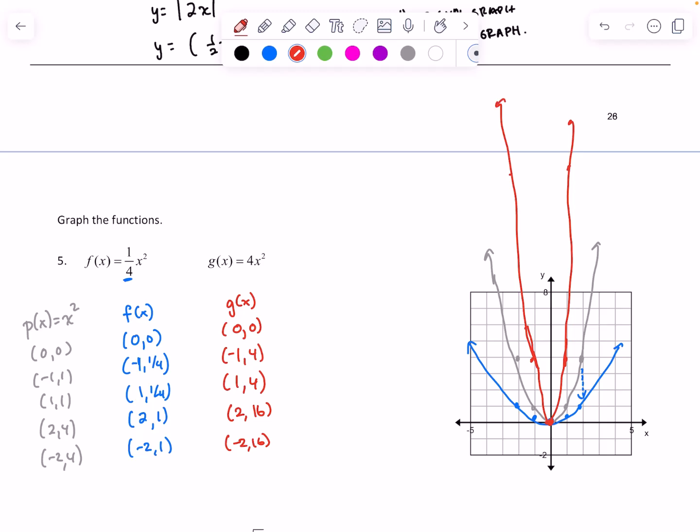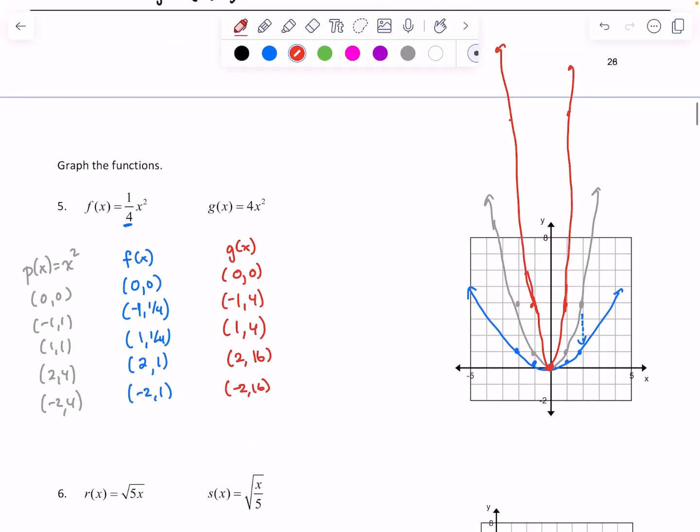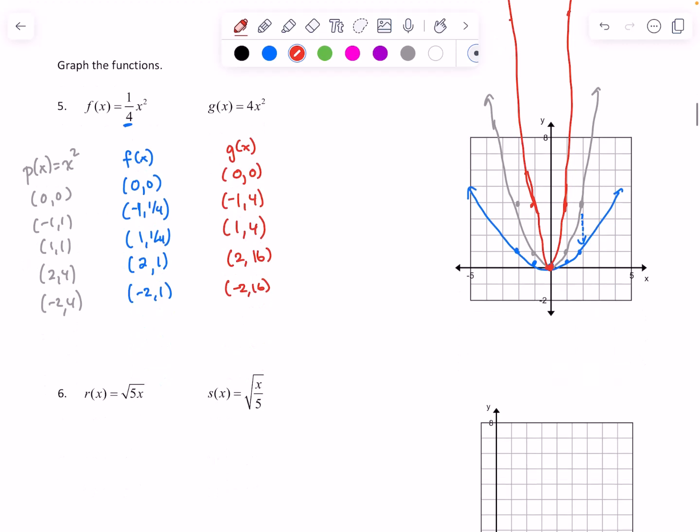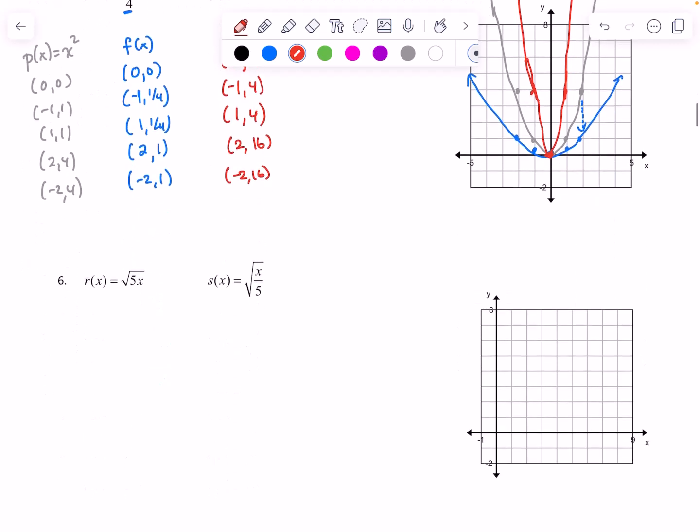So this graph gets really thin and tall very quickly. All right, so that's what happens when the number we're multiplying by is sitting on the outside of the parent function. We change our y coordinates and our graph either grows or shrinks comparatively. In the next two, we're going to see that the number we're changing it by is on the inside. And so that means that now we're changing our x coordinate. Our x coordinates are the ones that are changing. Our y coordinates are going to remain unchanged.